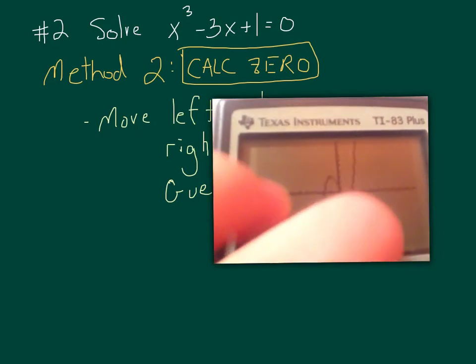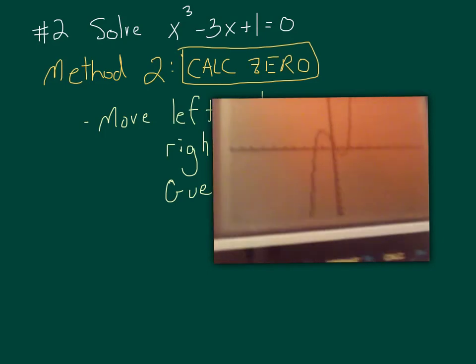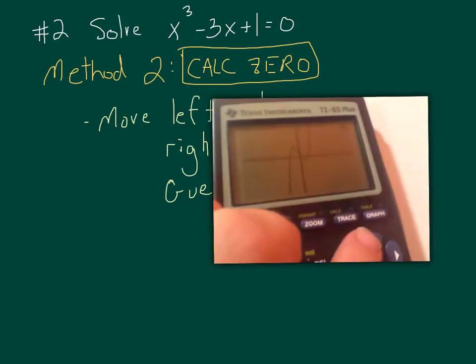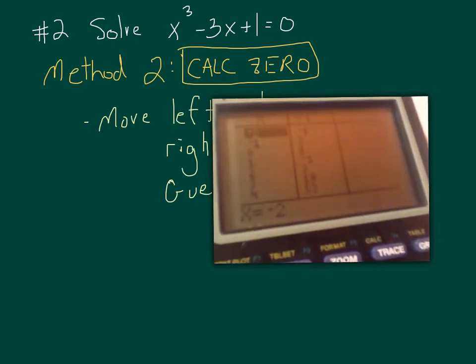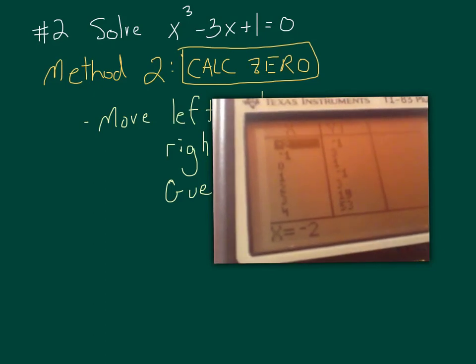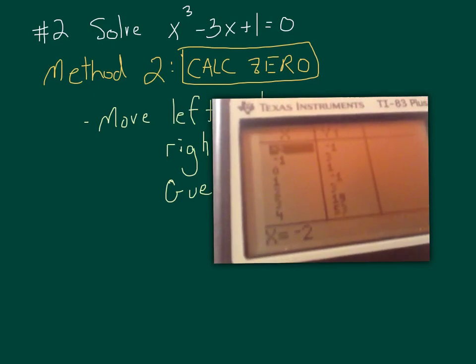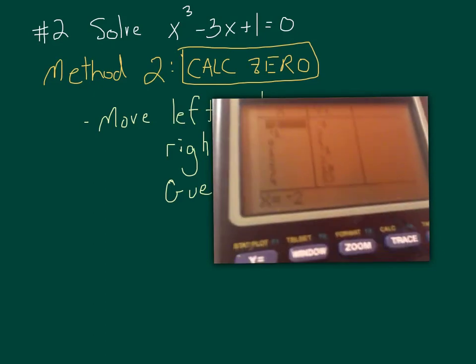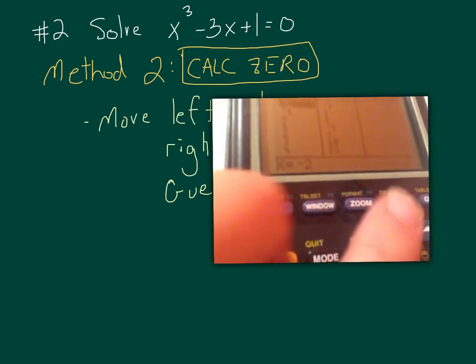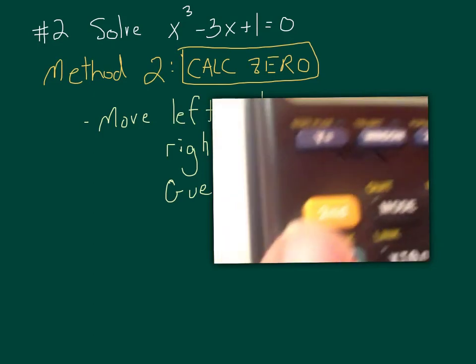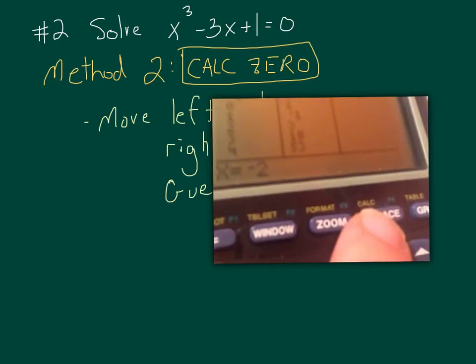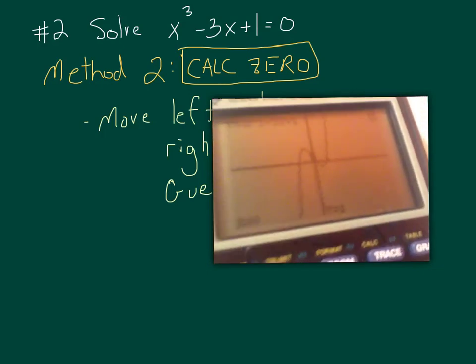Now you can get a kind of a decent idea from looking at the table. Hit second graph or second table, and that gives you kind of a decent idea of where the zeros might occur, depending upon what the sign changes are. But we're going to actually calculate. So hit second, and then trace or calc there.